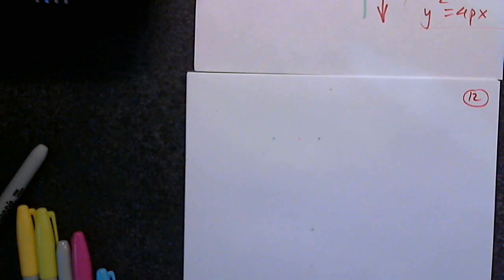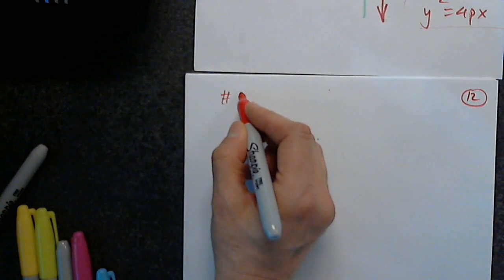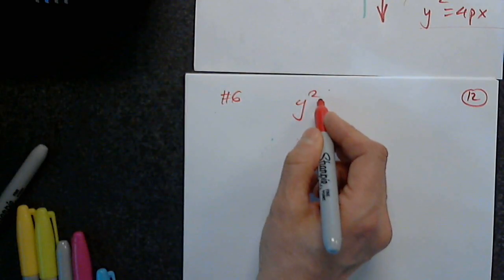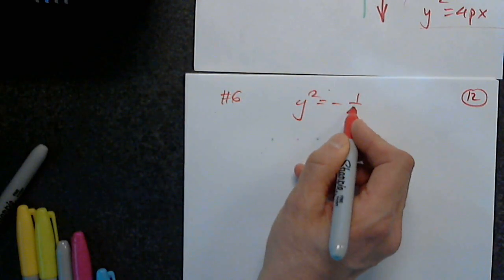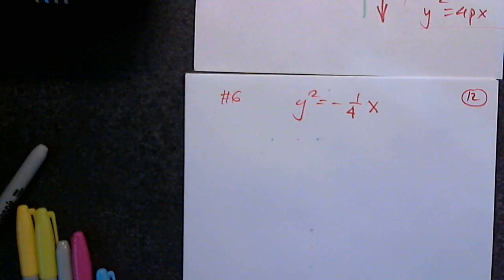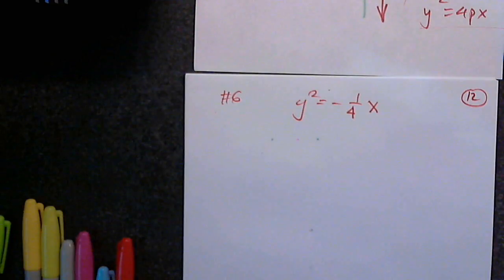Okay, you said number 6. We have y squared equals negative 1/4 x. Match the equation with the graphs. I want to graph it, I want to find everything I can about it, and then I'll look at what they show us.